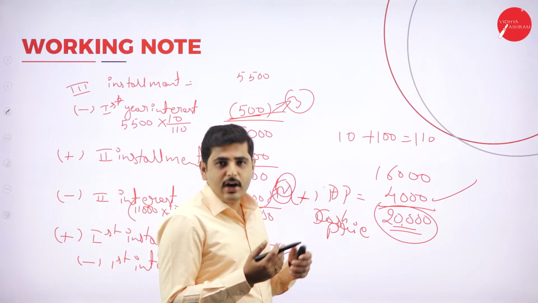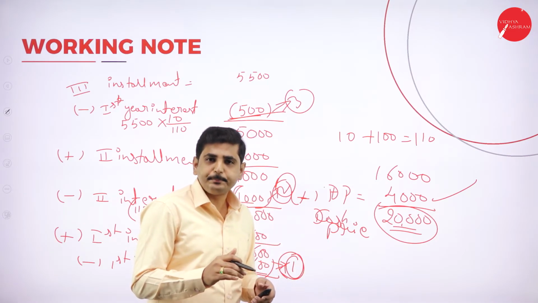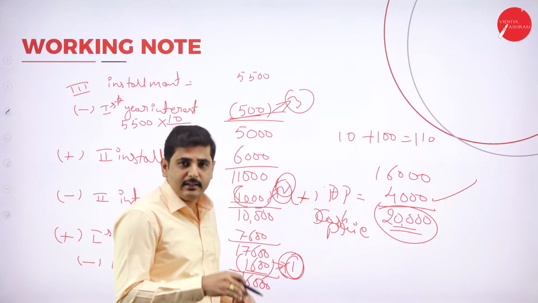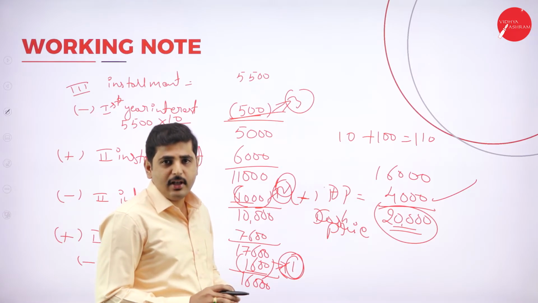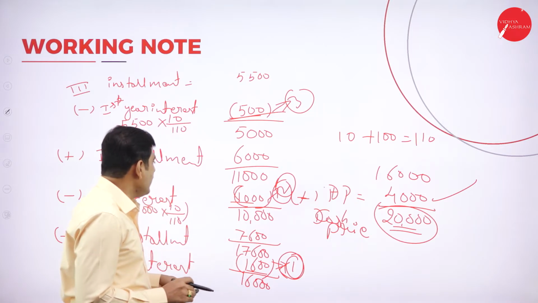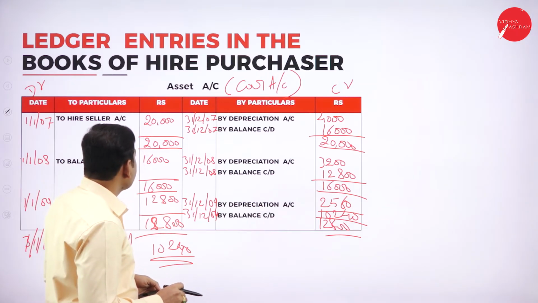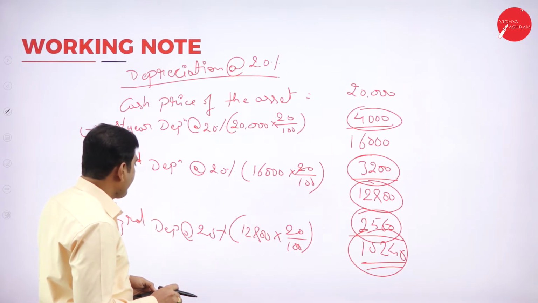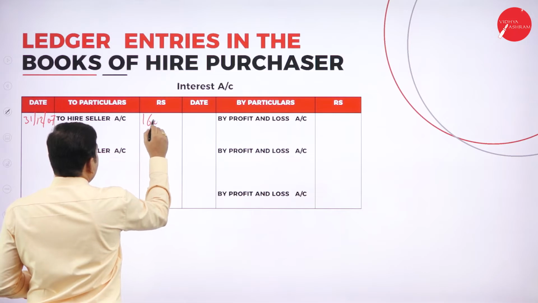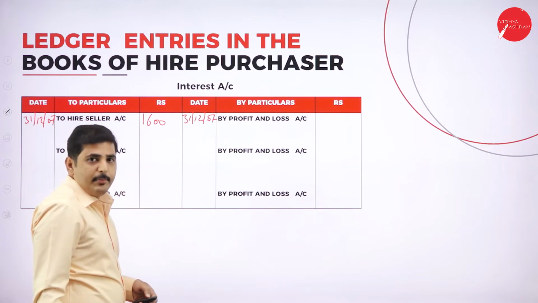There is a sixth entry. After the down payment is made and interest is calculated, the installment is paid, and after that depreciation is charged. Later, the interest and depreciation will be transferred to profit and loss account. The journal entry is profit and loss account to interest account and to depreciation account. So 1,600 is the interest, on the same day 31st 12 2007, by profit and loss account.